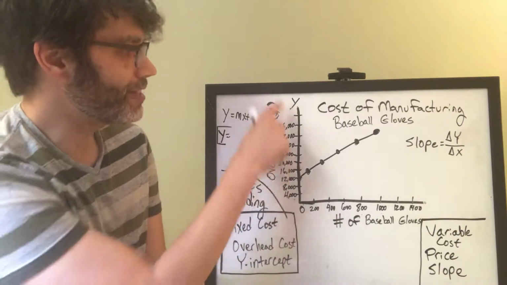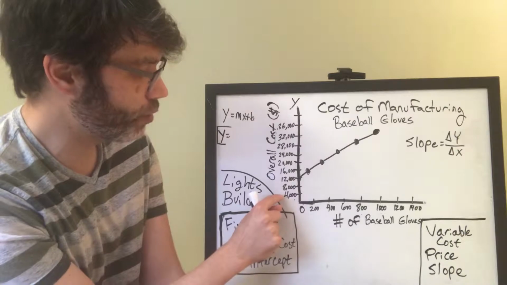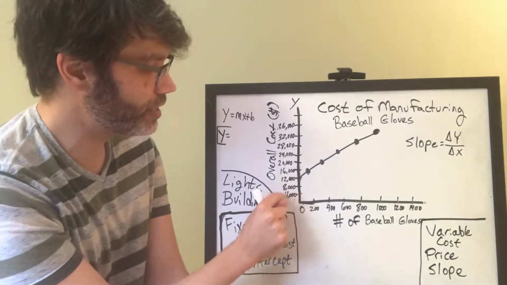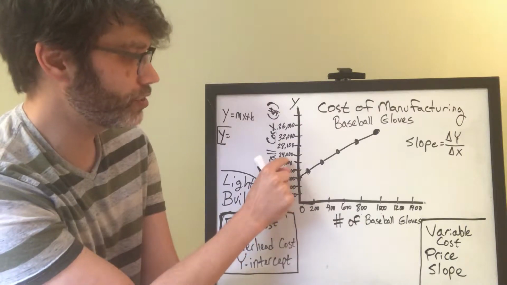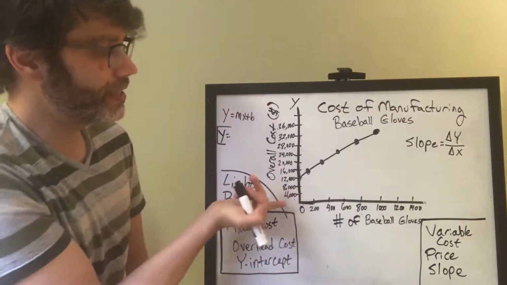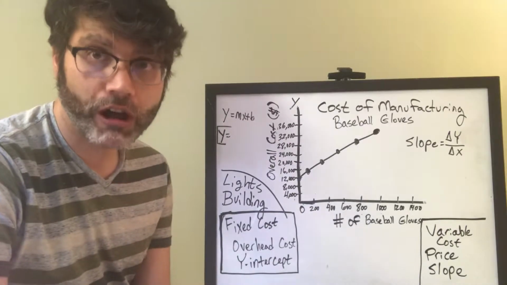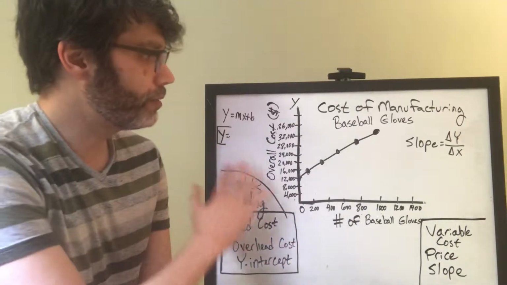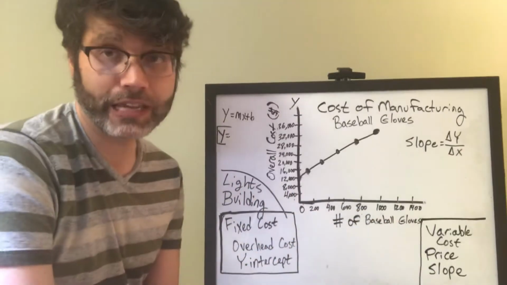And here on the dependent axis, it's a little bit different than before. Here it's going up by $4,000. So each notch here is 4,000. So it goes from 4,000, 8,000, 12,000, 16,000, 20,000, and so on. So on the dependent axis is the total amount of dollars that it costs to produce its product, which is, in this case, baseball gloves.